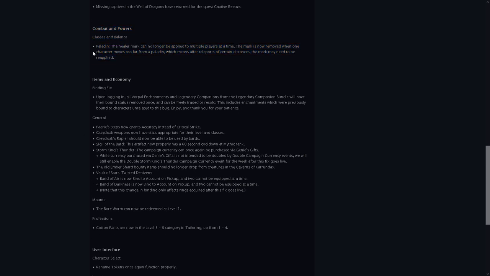So now we're going to switch to items and economy. Binding fix. This binding fix, this is the third time they're trying to fix this. Now, upon logging in, all Whirlpool Enchantments and Legendary Companions from the Legendary Companion Bundle will have their bound status removed once and can be freely traded or resold. This includes enchantments which were previously bound to characters unrelated to this bug. Enjoy and thank you for your patience. Well, you are welcome, I guess, because you messed up two times, and this is the third. I don't want to make this video for the fourth time. So I really hope you will fix this.